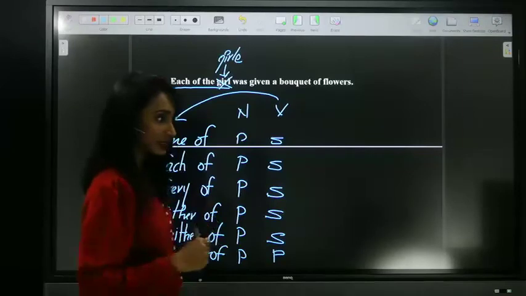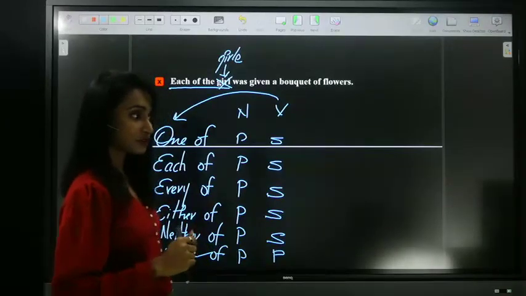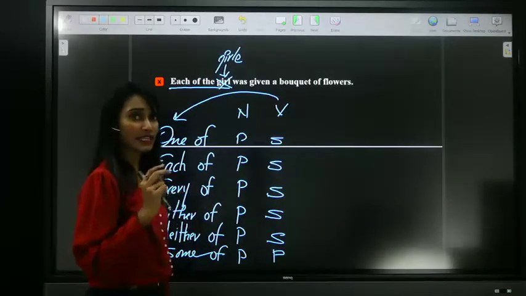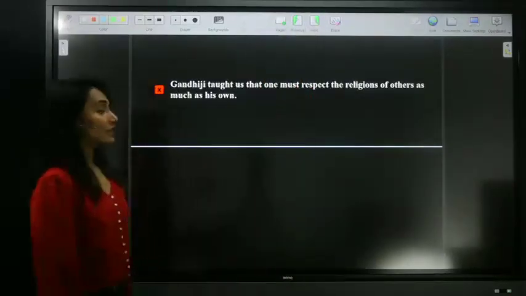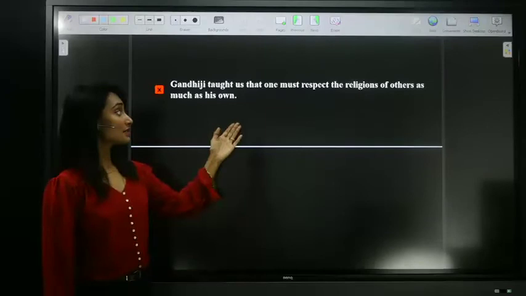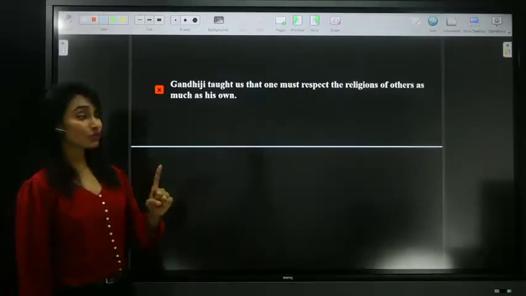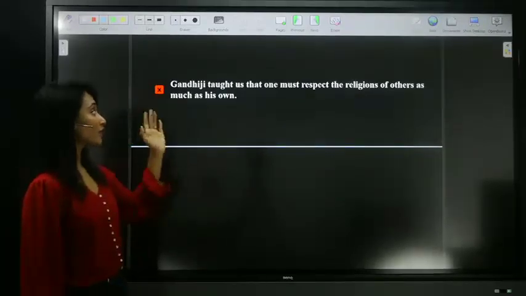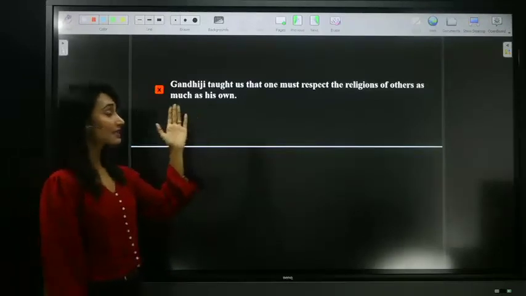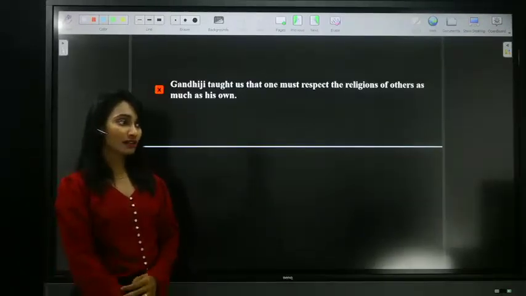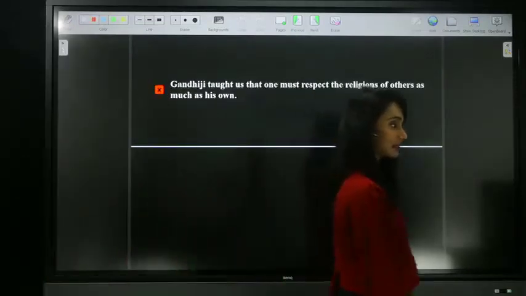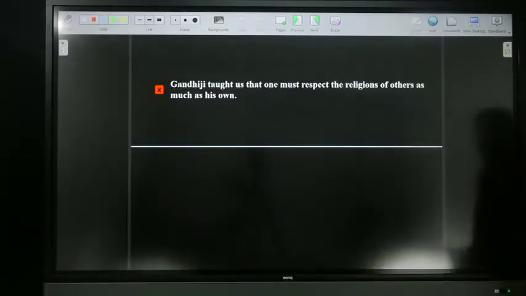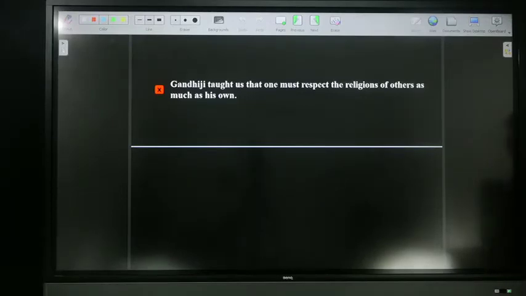Yes, Karthikeyan, one of two, not one of two, two or more than one, each at a time. Next. Gandhiji taught us that one must respect the religions of others as much as his own. So try to answer this one, guys. Gandhiji taught us that, what did he teach? One must respect the religions of others as much as his own.